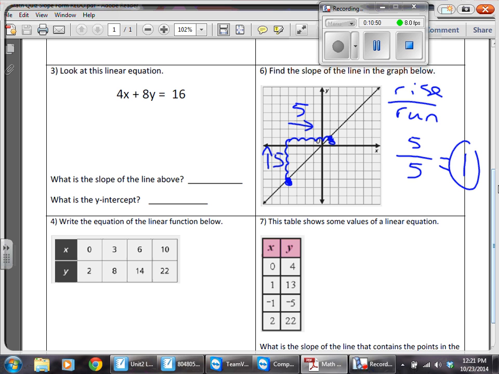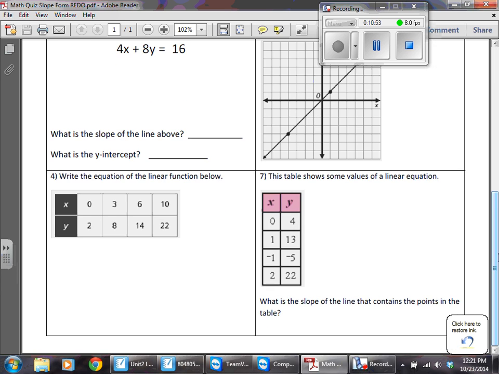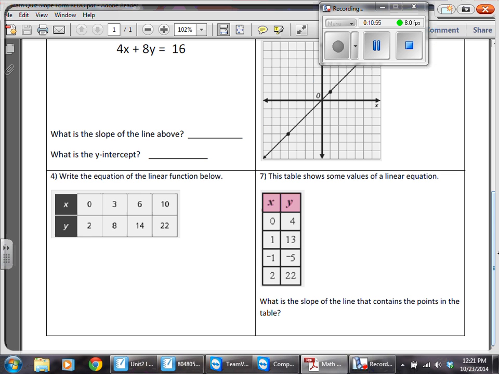Alright? And now the last problem, number 7. Similar to the first number 4. The table shows some values of a linear equation. What is the slope of the line that contains the points in the table? So all they want to know this time is the slope. Remember, we're given a bunch of coordinates. That means we have to use the formula m equals y2 minus y1 over x2 minus x1.